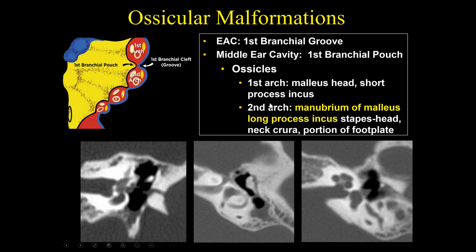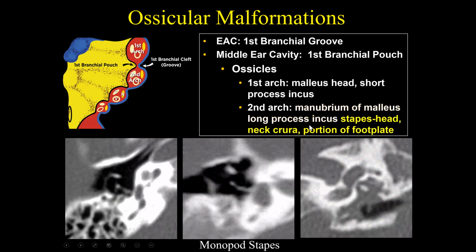And again, this was due to a focal abnormality involving the second arch, which normally gives rise to the long process of the incus. Another abnormality that we can see, again arising from the second arch, is the monopod stapes. So typically the stapes has two crura. There's an anterior and posterior crura, but these are all examples of only one crura of the stapes forming.